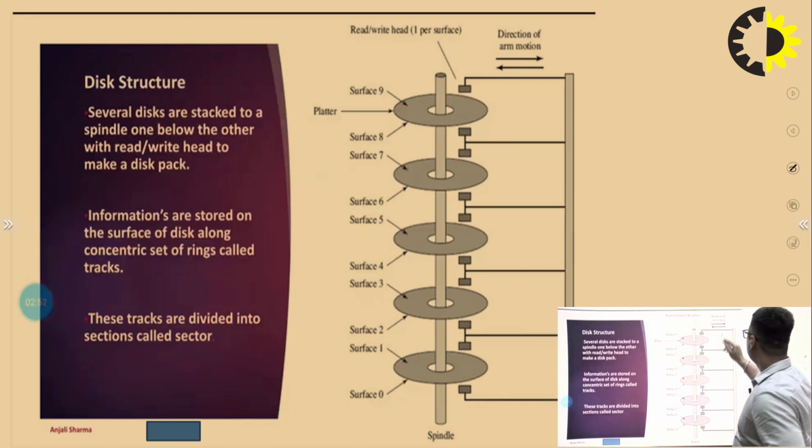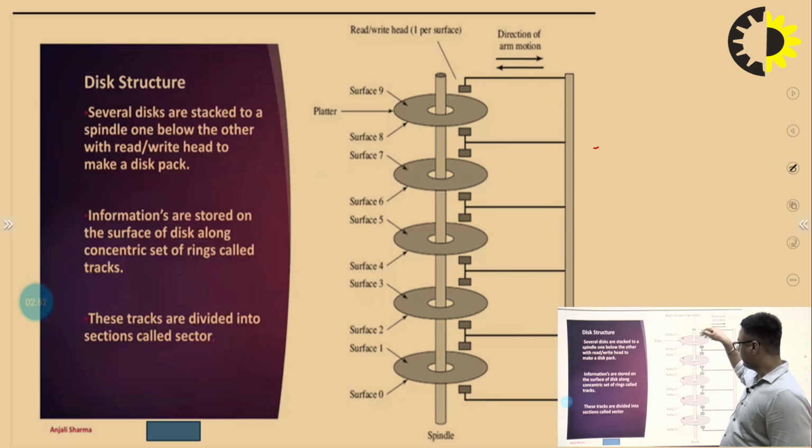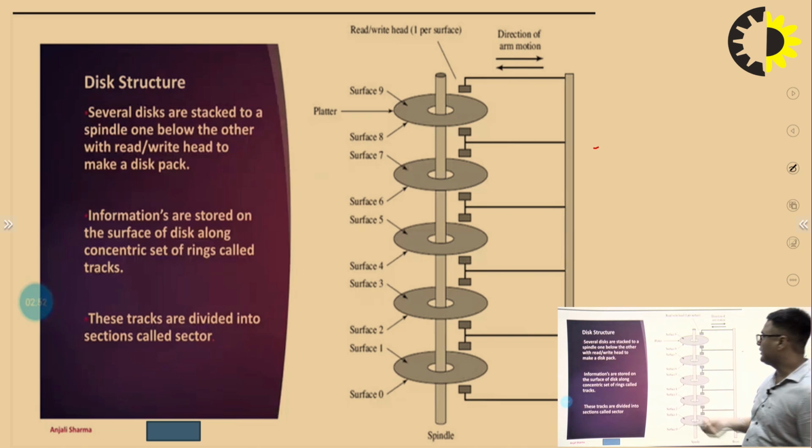Here the platter is shown, and this is the direction of the heads. One head is in the upper direction and another is in the lower direction. It moves in the forward and backward direction. Basically, it provides the data from the location where data is stored. Data is stored on a disk in the form of tracks or sectors.